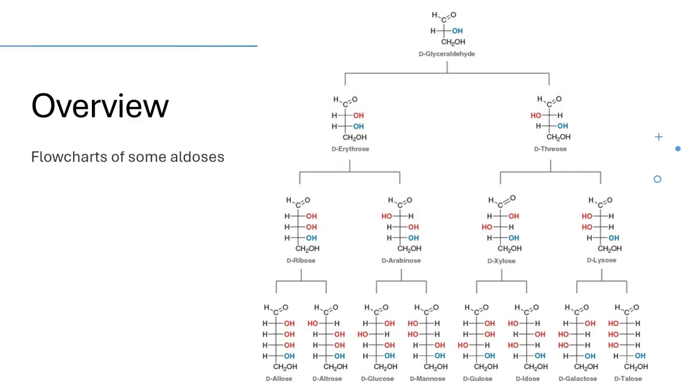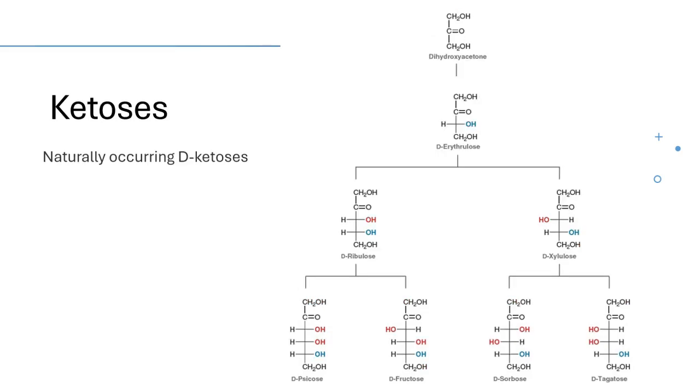Overview. Here is a flowchart of some aldoses, starting with 1 chiral center, then continuing on to 2, to 3, and then 4. Ketoses. This is a list of some naturally occurring D-ketoses. Ketoses are polyhydroxy ketones.